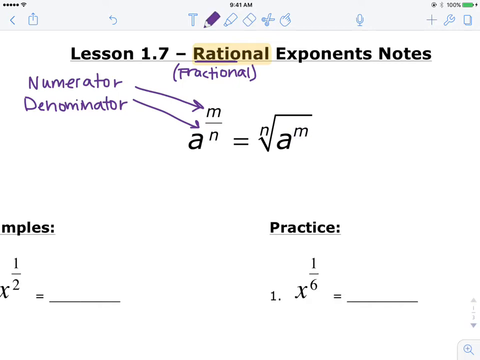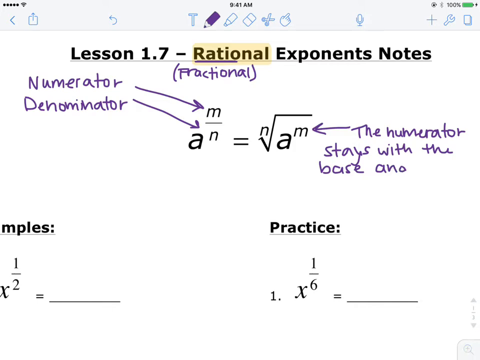All right, so let's quickly jot these down. This number here was the numerator, so I'm going to write the numerator stays with the base and is now a whole number exponent. It's kind of a little paragraph there.